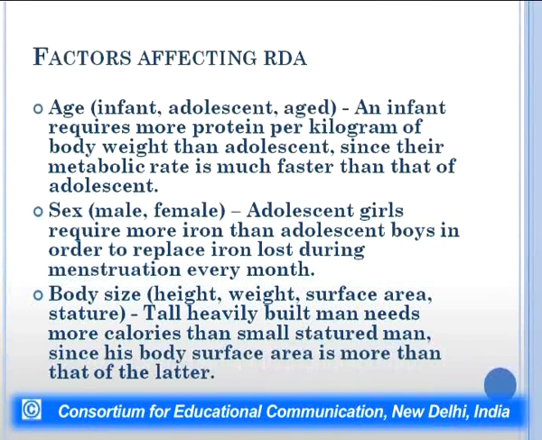An infant requires more protein per kilogram of body weight than an adolescent, since their metabolic rate is much faster and their growth rate is much faster than that of an adolescent individual. Then sex, obviously male and female. Adolescent girls require more iron than adolescent boys in order to replace iron lost during menstruation every month.